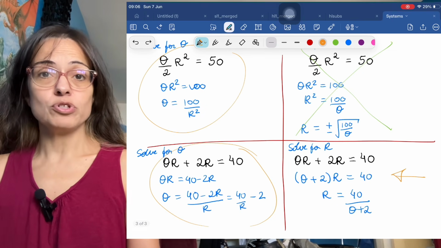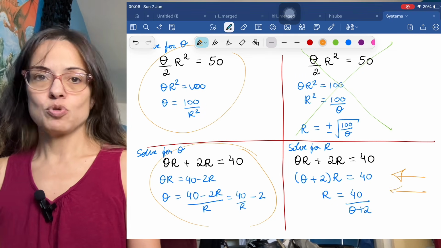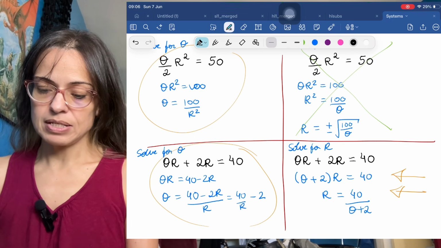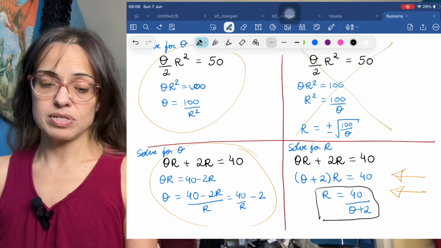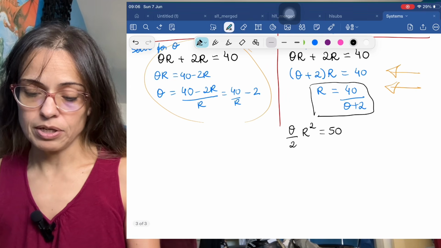But for today, I think I am going to take the hint that the question is giving me that this is probably the best place to go. So I need to substitute this into the other equation, and the other equation is the area of the sector. So this was the equation. I am going to plug my r into that.